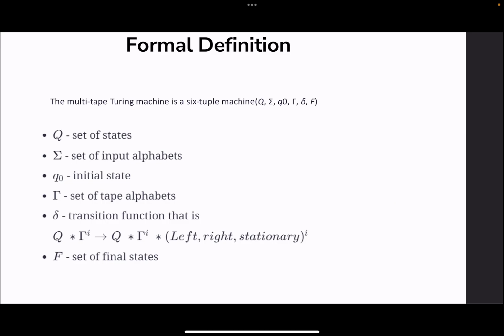So, a multi-tape Turing machine is a six-tuple machine, where Q is the set of states, sigma is the set of input alphabets, Q naught is the initial state, tau is the set of tape alphabets, delta is the transition function, and as you know, F is the final state. For the transition function, we also specify directions for the heads. As I've mentioned earlier, the heads can either move left or right, or they can even stay in the same place, that is, stationary.